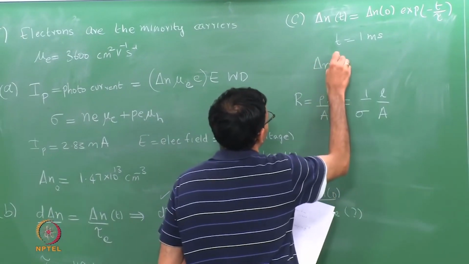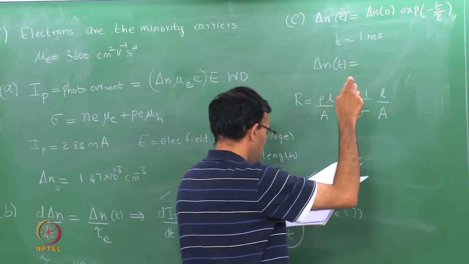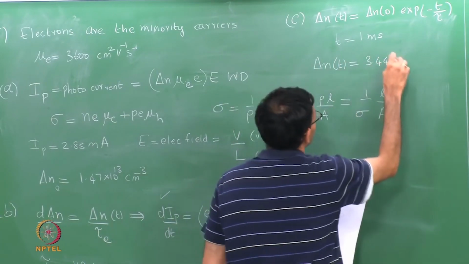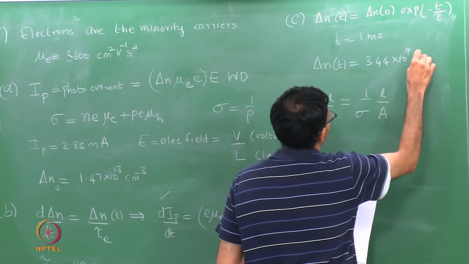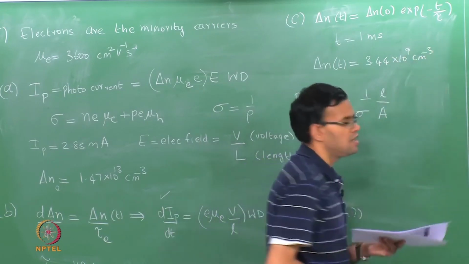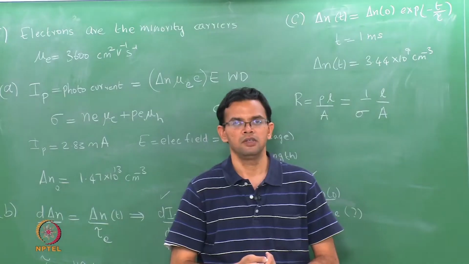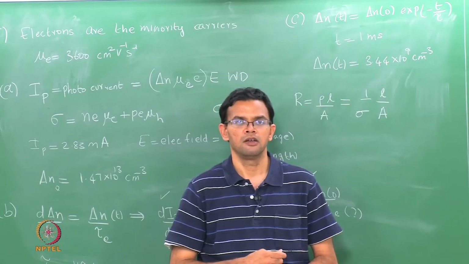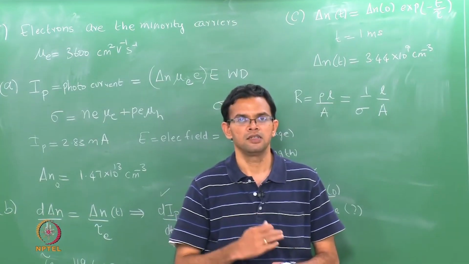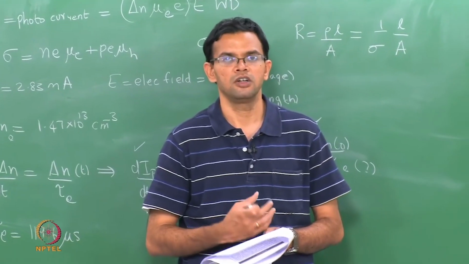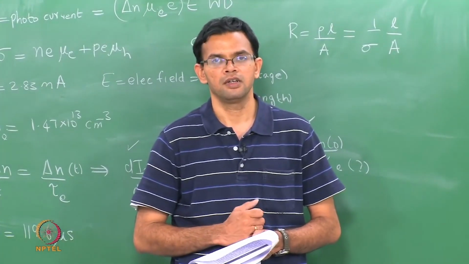So, delta n is nothing but 3.44 times 10 to the 9 per centimeter cube. Once again, we are assuming a condition of weak illumination, so that any change in conductivity is driven by the minority carriers. In this particular case, the change in concentration of the majority carriers, which are holes, is not significant enough to affect the conductivity.